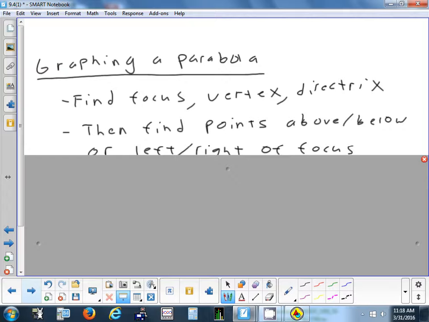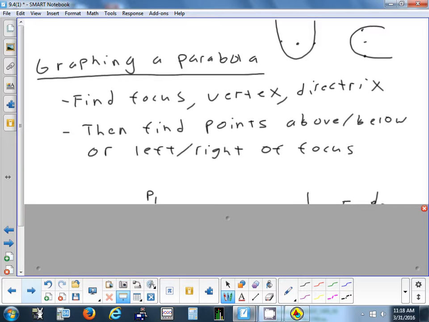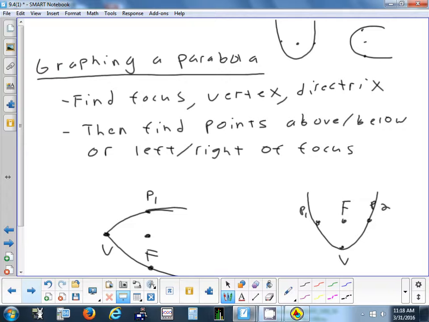And then once we find the focus, sometimes it's helpful to find a point to the left and to the right to help make your parabola, or if you have your focus, sometimes you want to find a point above and below to help make your parabola. But the point is just plot a few points and figure out which way your parabola should open. And that's pretty much it. Whether you find points left and right or above and below just depends on which way the parabola opens.